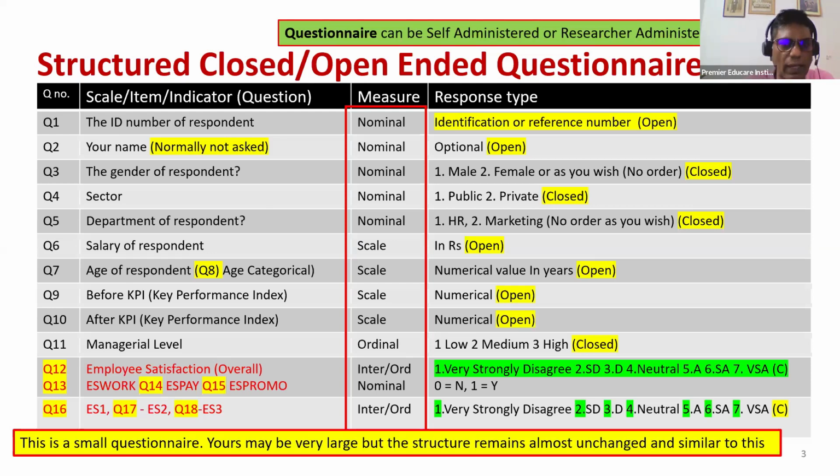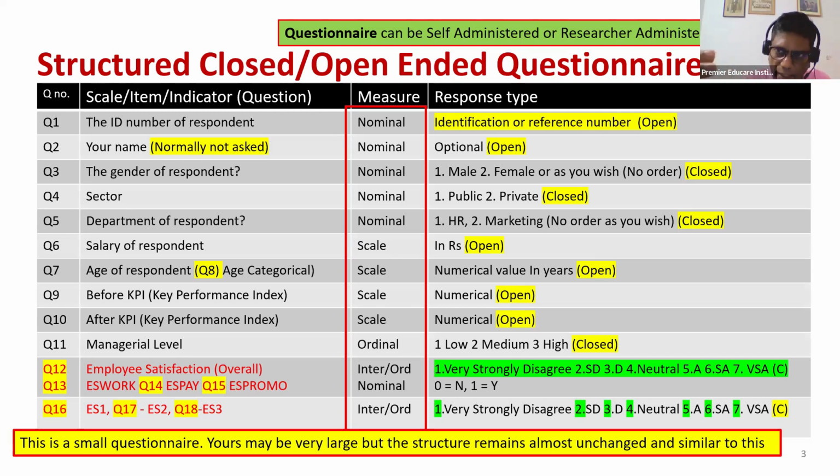Gender, male or female, right? And sometimes you may have to add another option, unwilling to say or not willing to say. Question number 4 is the sector, whether it is public or private. Question number 5, department of the respondent. And question number 6, the salary in rupees or in dollars or whatever. Question number 7, age. Age as a full number, for example, 58, 65. Or question number 8, age as a category, range.